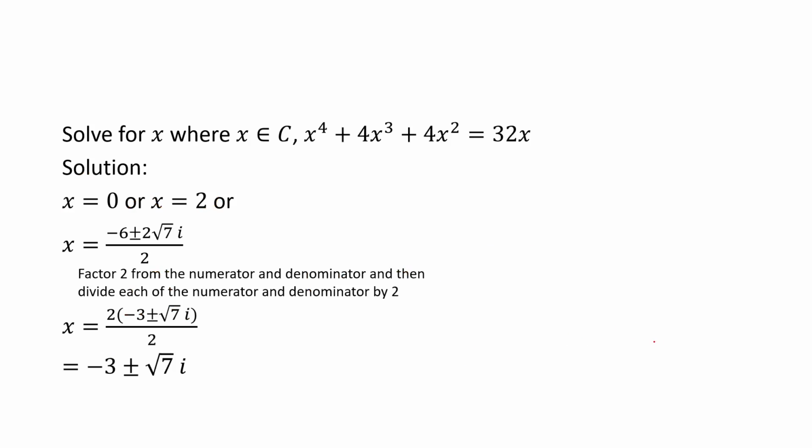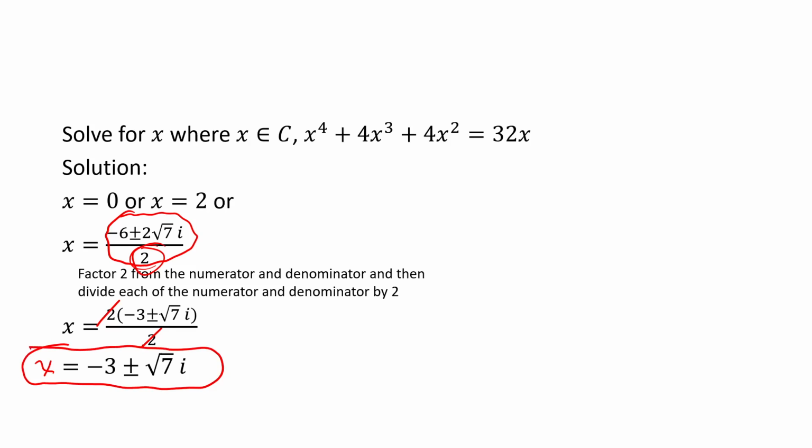So on our next slide, we say x could equal negative 6 plus or minus 2 root 7i all over 2. We'd like to be able to cancel out that 2 from the denominator. So we factor 2 out of the numerator. And in doing so, we are able to cross out the 2 with the 2. And our two complex solutions to the quadratic x squared plus 6x plus 16 equals 0 are x equals negative 3 plus or minus root 7 times i.